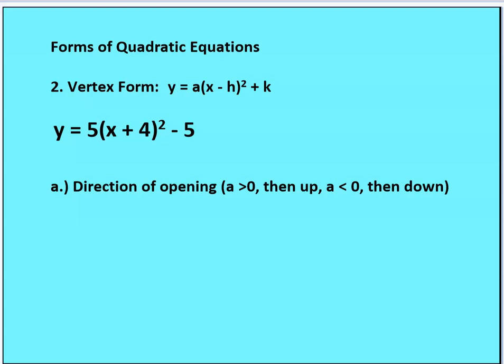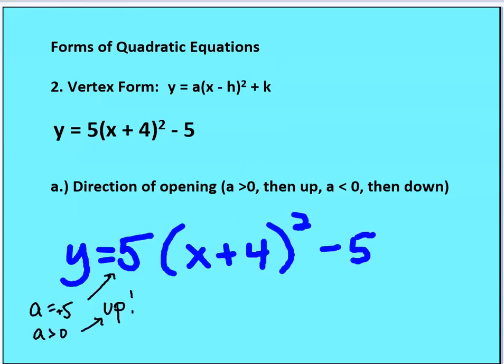So direction of the opening, again, if a is greater than 0, it's up. If a is less than 0, it's down. I should say if a is greater than, I am not going to say equal to 0, because then it wouldn't be an equation. If there's no number here, it's going to be 1. So if a is greater than 0, it's up. If a is less than 0, it's down. Remember, a cannot be 0. All right, so we see that the graph opens up because this value of 5 is greater than 0.